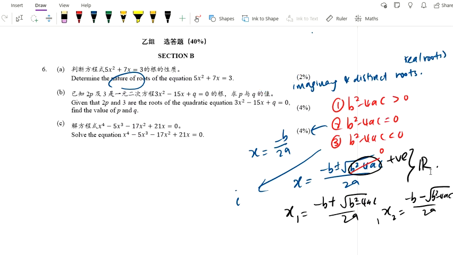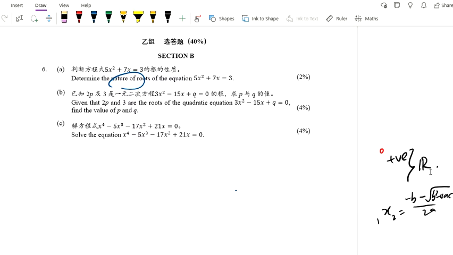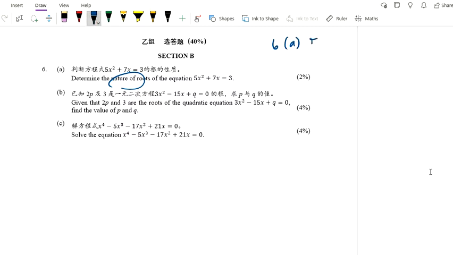So now we will look at this question. We just need to determine the value of b squared minus 4ac. The first thing we have to do is arrange it in standard form. This is for 6a: 5x squared plus 7x minus 3 equals to 0. Then we take out a equals to 5, b equals to 7, and c equals to negative 3. Now we want to find b squared minus 4ac.